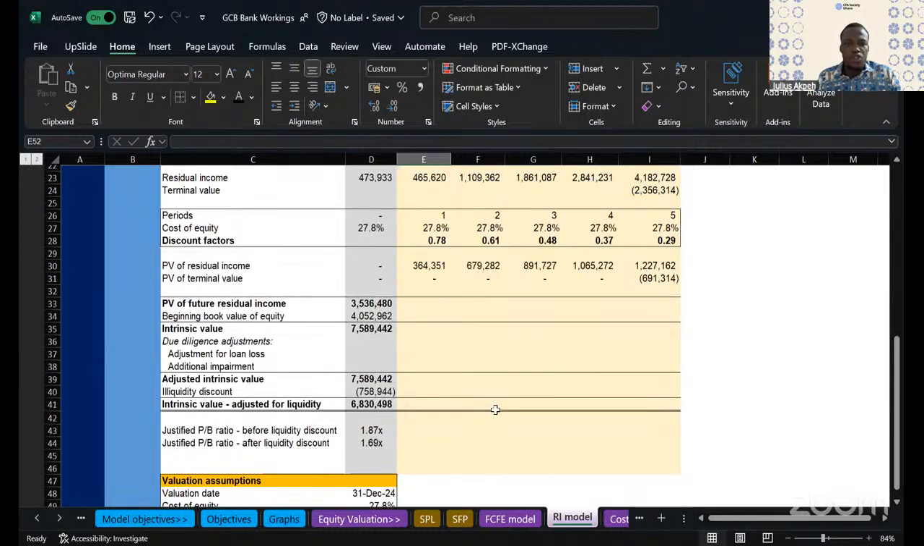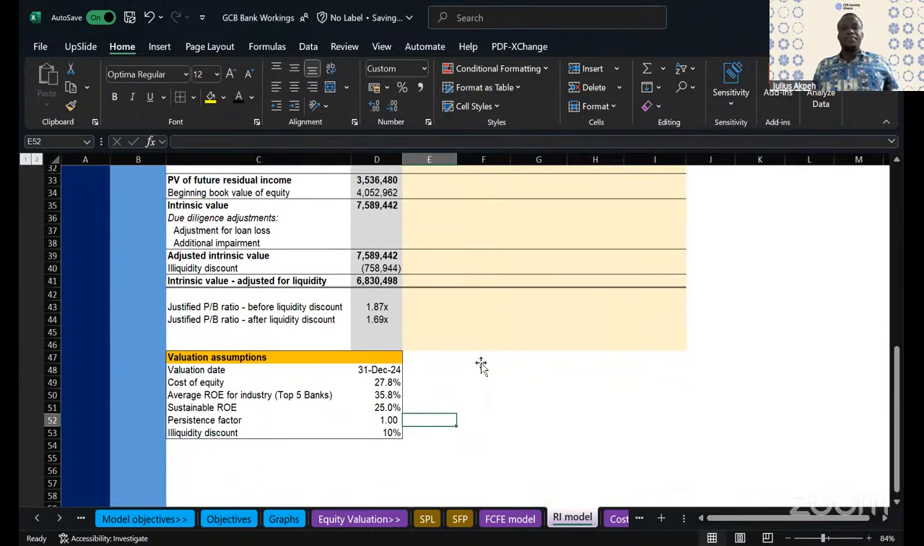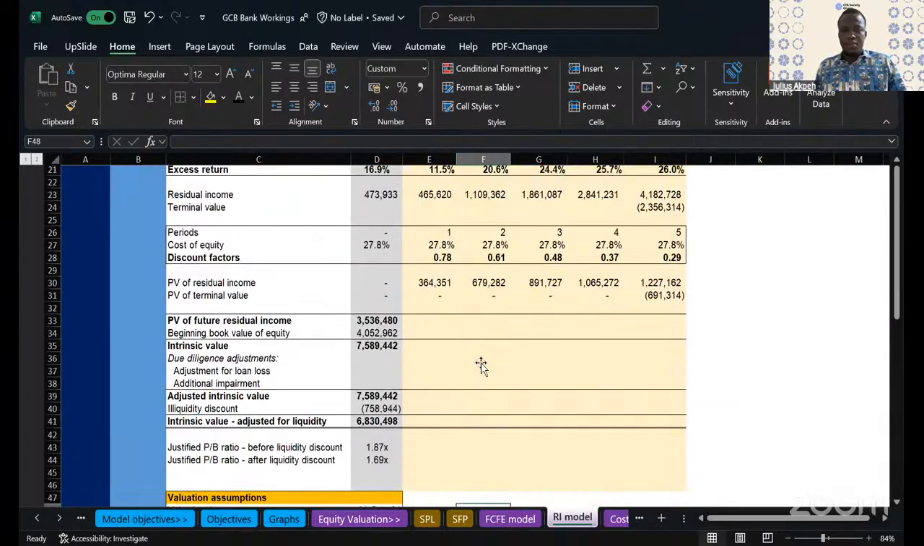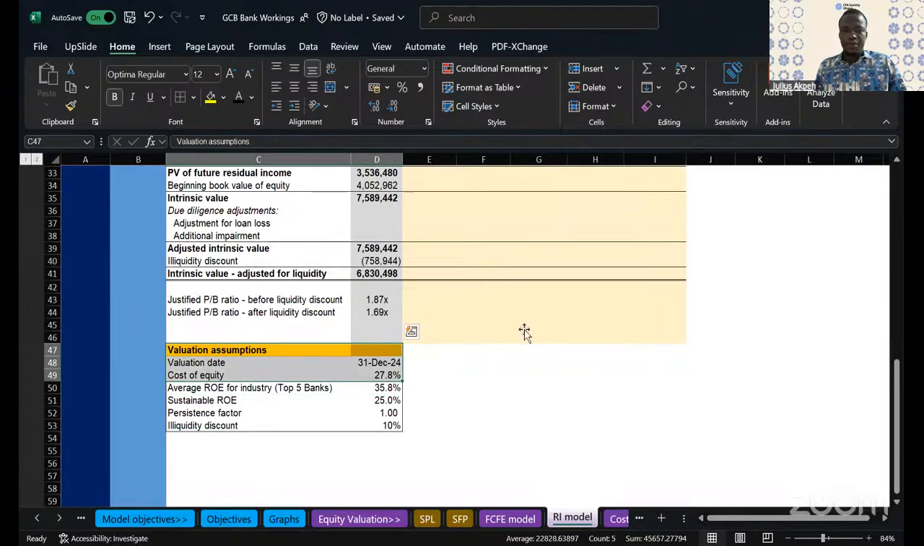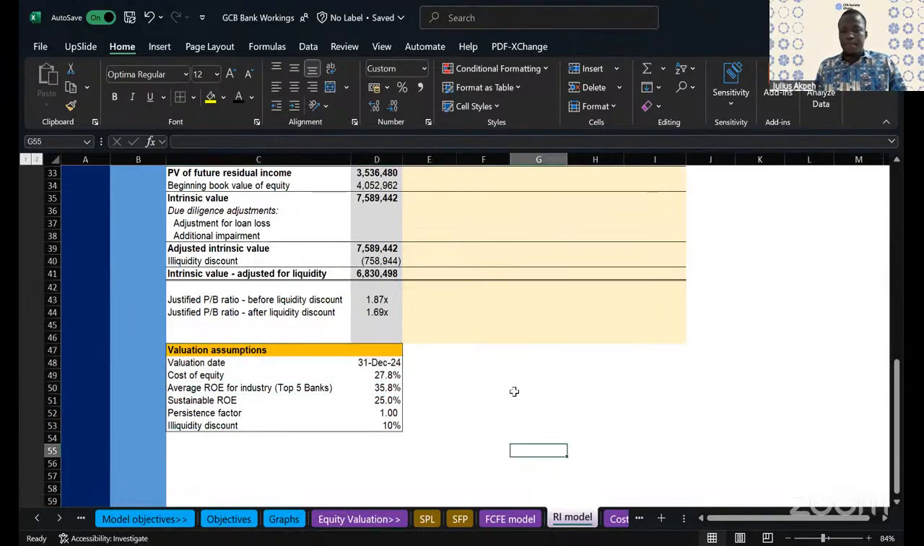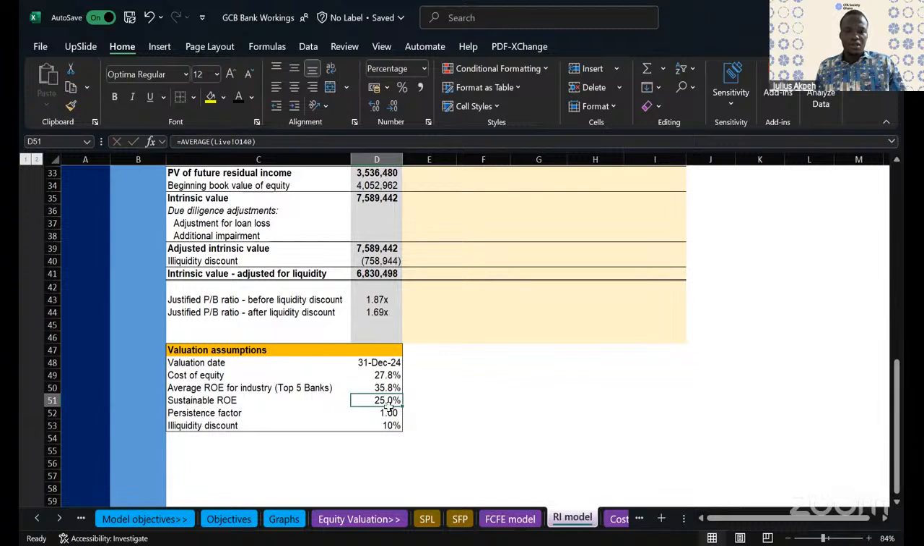What else do I want to do? Now, as it stands, this is a residual income model for the bank. It's more reasonable than the free cash flow model. You see the reasonability is there as far as the numbers are concerned. The sustainable ROE, if I move this to the ROE for the top 5 banks, let's see what happens. What's happening?